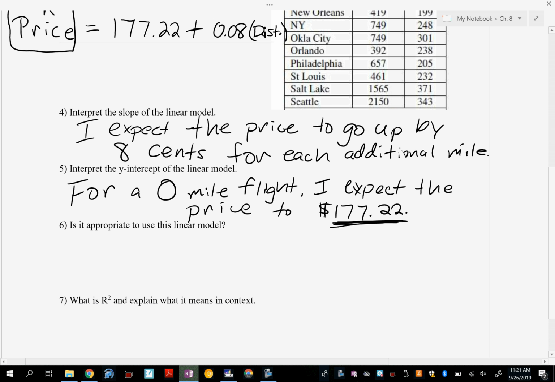Get a different airline. No, United sucks. Always Southwest, forever. All right, let's go to number 6.